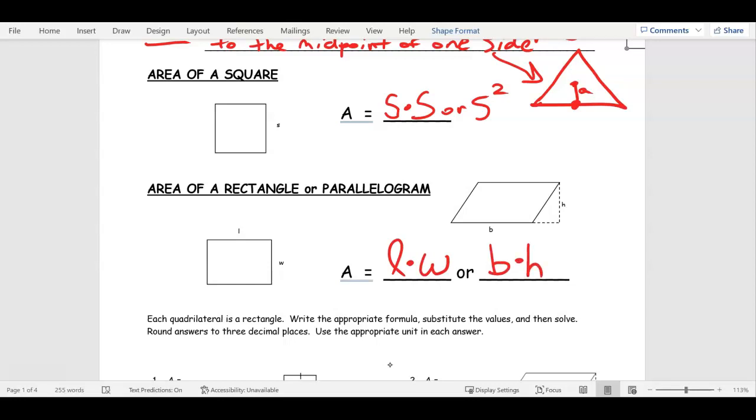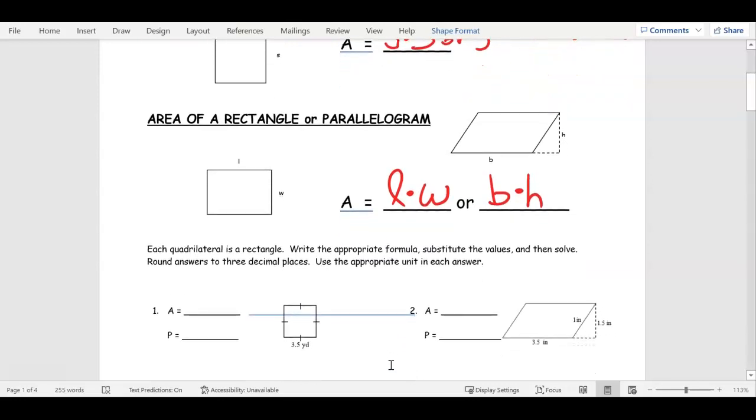Now, I want y'all to notice, for a parallelogram, the height is not the diagonal, it's straight across. It's perpendicular to the base. Okay? So everyone's written that down, or writing that down? For rectangle and parallelogram, it's length times width, or base times height.